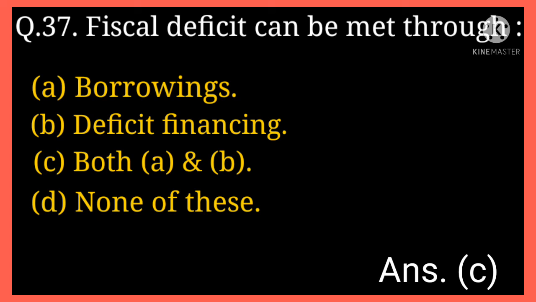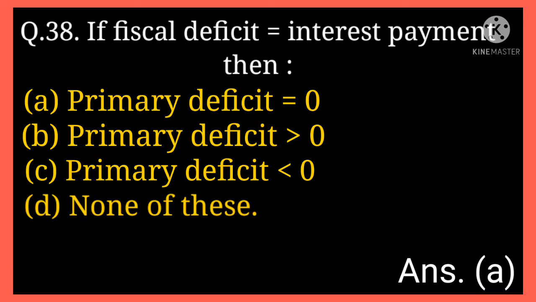Now the next question is fiscal deficit can be met through, मतलब fiscal deficit को कैसे पूरा कर सकते हैं? तो borrowings and deficit financing both ways. Therefore answer is C, that is A and B. Now the question number 38, if fiscal deficit is equal to interest payment, then which of the following statement is true? The fiscal deficit and interest payment difference of the two is primary deficit, and therefore primary deficit is equal to 0. Answer is A.